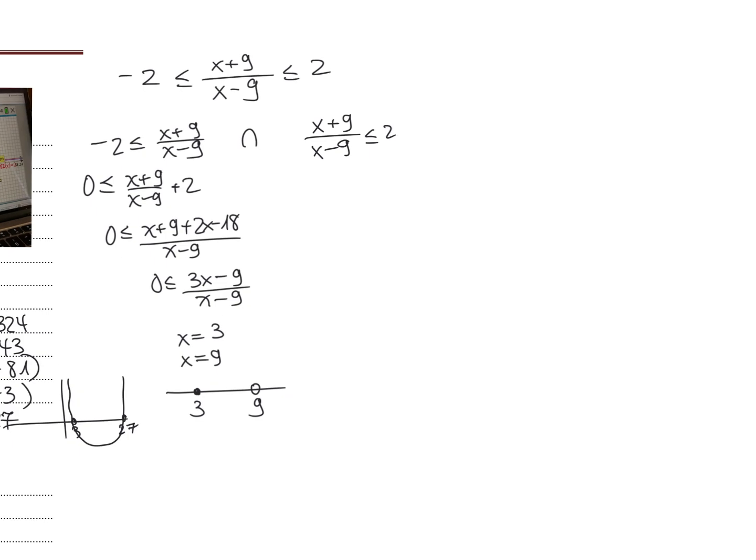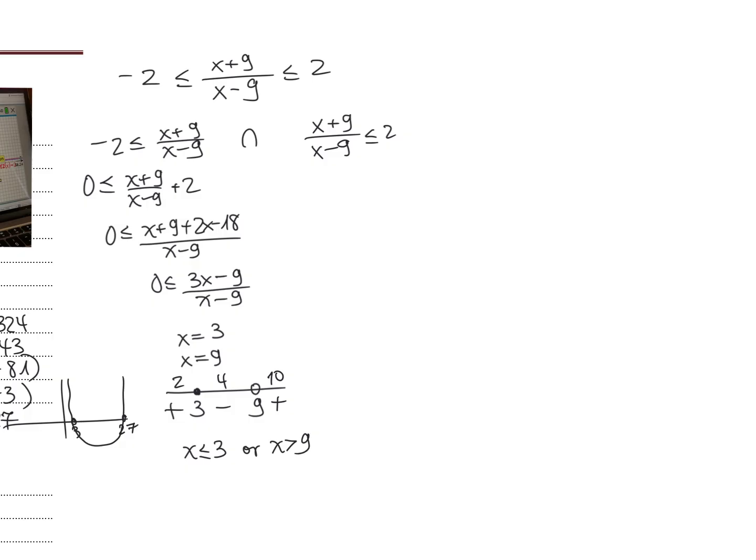So we need to check what's going on before, during, and after. So at 2, we're going to have negative over negative, so that's positive. At 4, it's positive over negative. And at 10, it's positive. So this is greater than 0 before 3 or after 9.